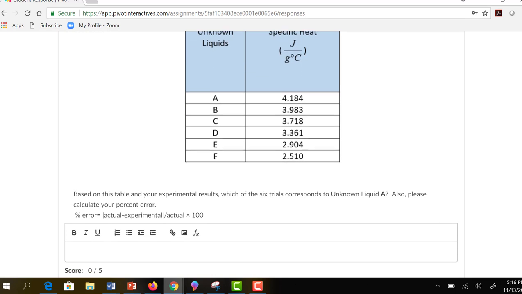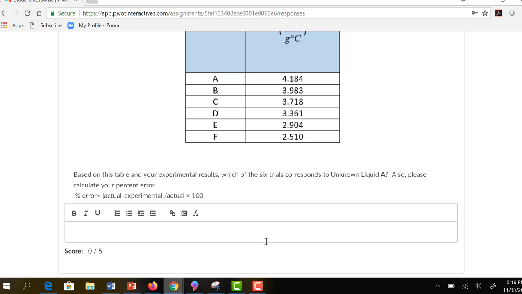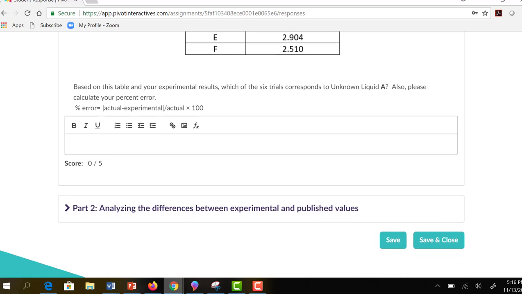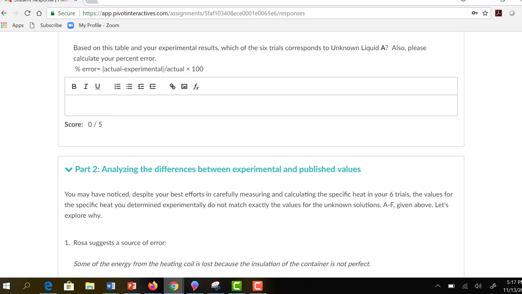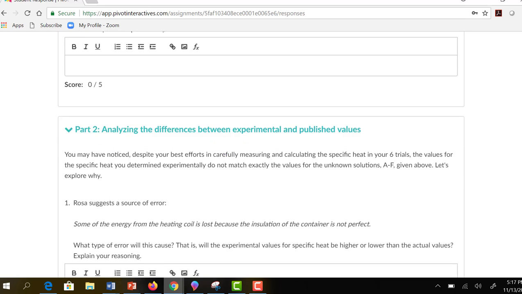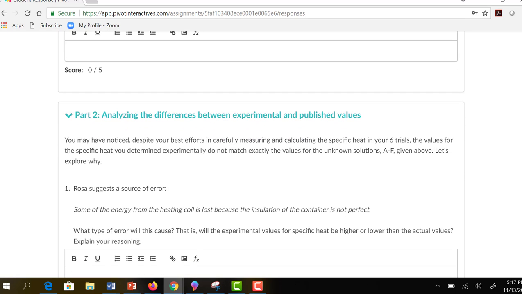Okay, once you get your number, then this part is figure out the percent difference between unknown A and what you think is unknown A. Okay, part 2 is analyze the differences between experimental and published values. You have access to the whole lab. You could actually read this part first to give yourself some insight into what experimental uncertainties you might have.